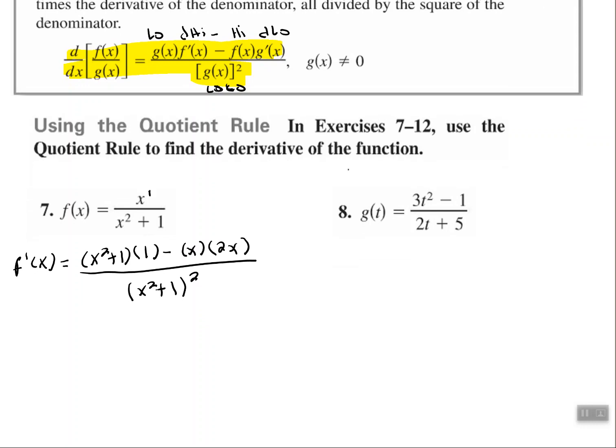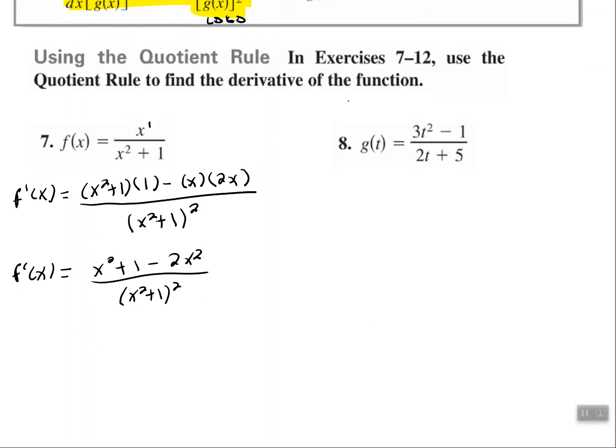Alrighty, let's clean this up some. Let's simplify our numerator. So x squared plus 1 minus 2x squared. And then combine like terms.